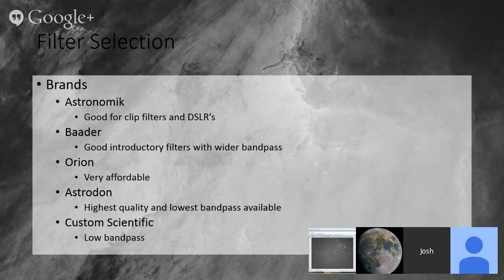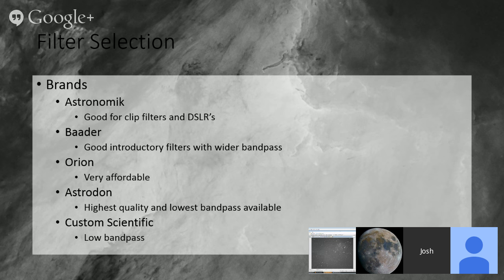So going on to the actual brands of filters that you can select from, there's more than what I have listed here, and I'll talk about the ones I have listed, and the ones that I've actually used, I'll give my opinions on those, but there's actually more to choose from as well. Astronomik makes some good clip filters for DSLRs. Back when I was using a Canon as my only imaging camera, and both when I had a regular astro-modified Canon and when I had a monochrome Canon, I was using Astronomik clip filters for a while.